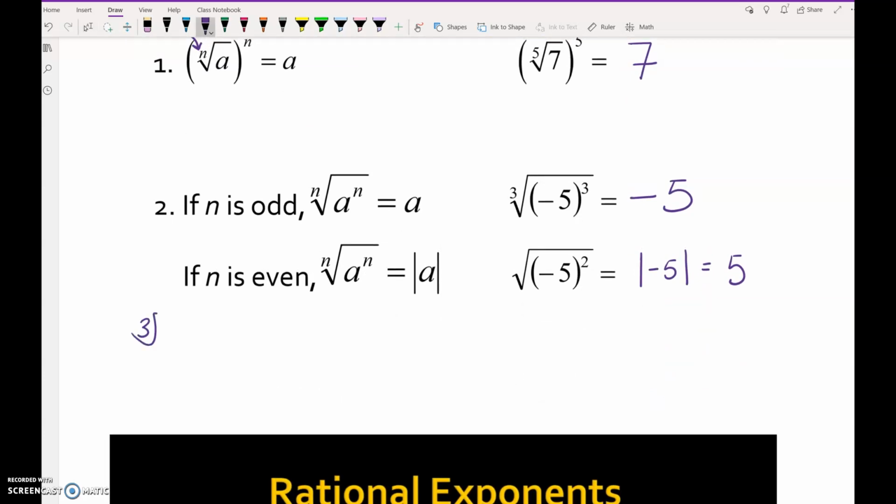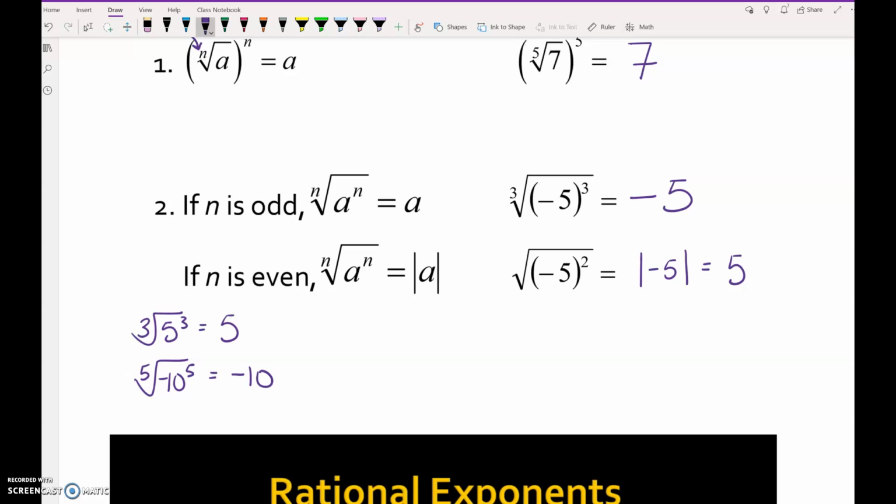If we have the third root of 5 to the third, it's going to be 5. If we have the fifth root of negative 10 to the fifth, it's going to be negative 10. If it's an odd index, if your original number is positive, your answer will be positive. If your original number is negative, your answer is going to be negative. So odd index, the number matches positive or negative.